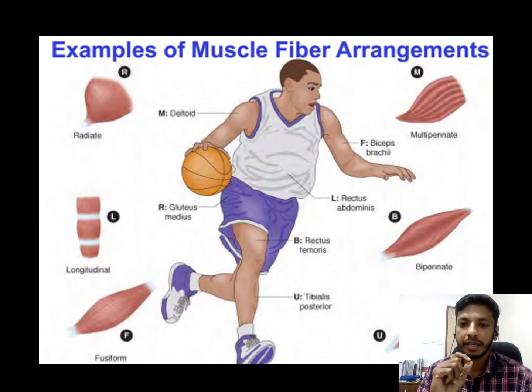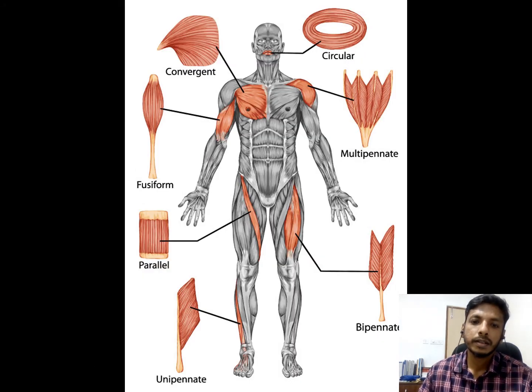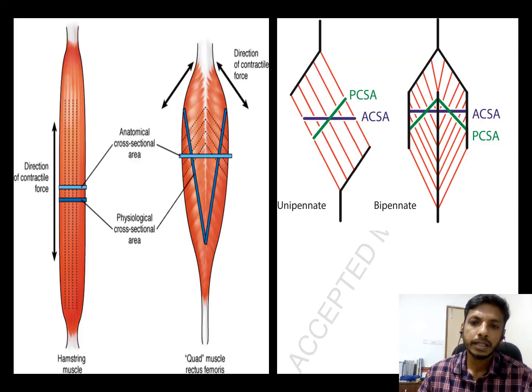So the angle of pennation matters. Not only the length and the width of the architecture, which we have seen before, determine the mechanical properties of the soft tissues, but the arrangement of the muscle fascicles with respect to the internal tendon is also important in determining force production. These are the examples: bipennate in rectus femoris, parallel in sartorius, unipennate in dorsiflexors, fusiform in biceps, convergent in pectorals, circular in orbicularis oculi and oris, and multipennate in deltoid and gluteus medius.